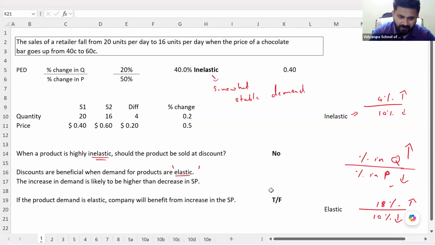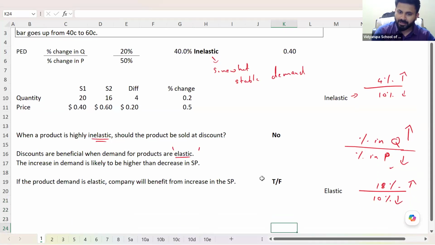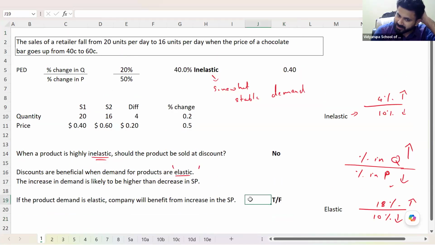If the product demand is elastic, should we increase the price? See, what will happen when you increase the price? The basic logic we already know: higher the price, lower the demand. In the earlier case, we spoke about discount. You lowered the price, you expect an increase in sales. But here we are going to increase the selling price. If it's elastic in nature, price is increased by maybe 5%, 10%, but the drop in sales will be at a higher percentage. You will lose sales at a higher percentage. So it doesn't make sense. False.